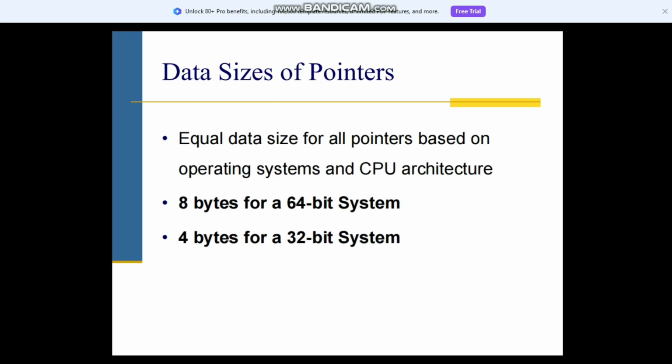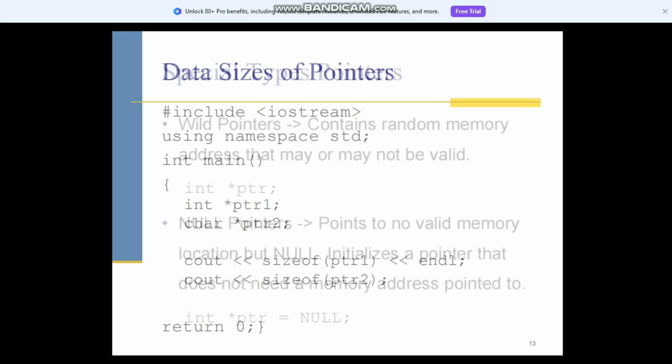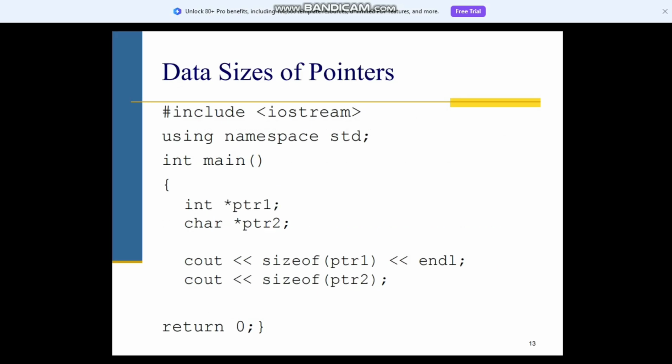Now, data sizes of pointers. All pointers have equal size depending on your system: 8 bytes on a 64-bit system, 4 bytes on a 32-bit system. So here's the code for getting the data sizes.